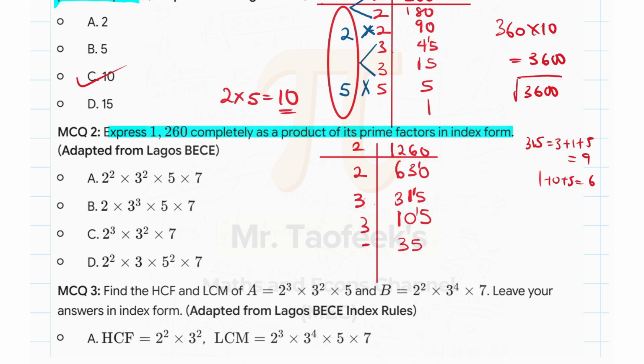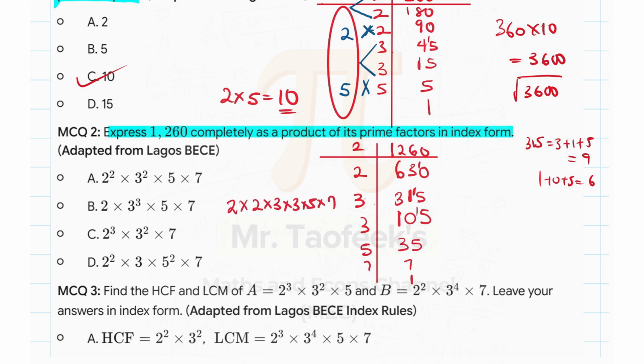I don't think 3 can go anymore. So now 5 should be able to go because 5 times 7 is 35. So that's 7. And then 7 can go, and that gives us 1. Okay? So expressing the number as a product of prime factors, all you have to do is multiply all these numbers together. So we have 2 times 2 times 3 times 3 times 5 times 7.